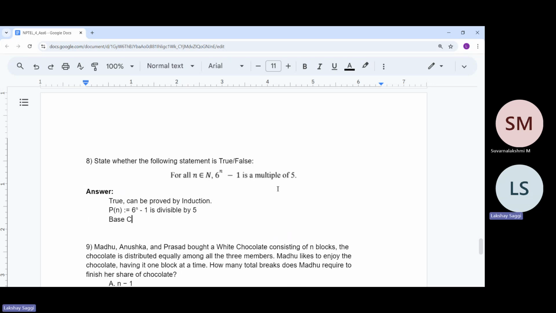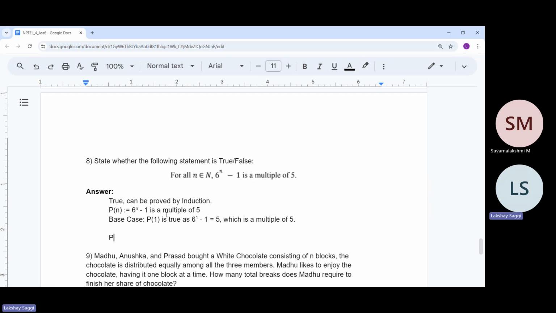And now we have a base case. The base case will be P(1) is true, since we have this for all natural numbers starting from 1. This will be true because putting n equal to 1, we get 6 to the power 1 minus 1, which is equal to 5. Maybe I should write this like what the question asks. Which is a multiple of 5. Right, so we have the base case.